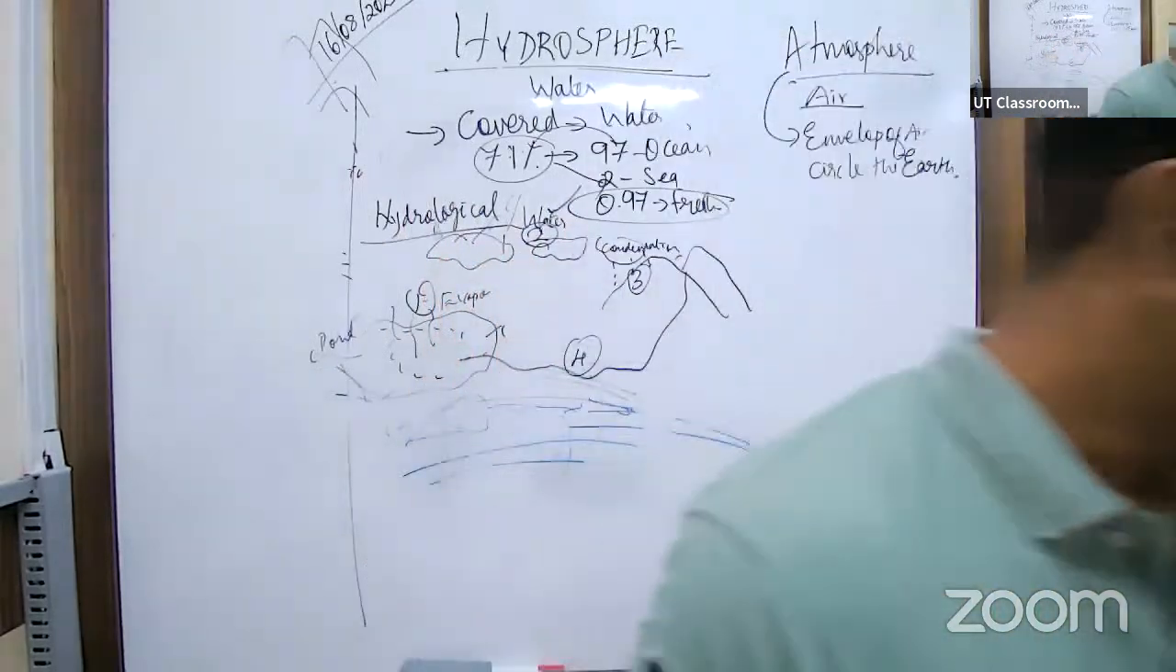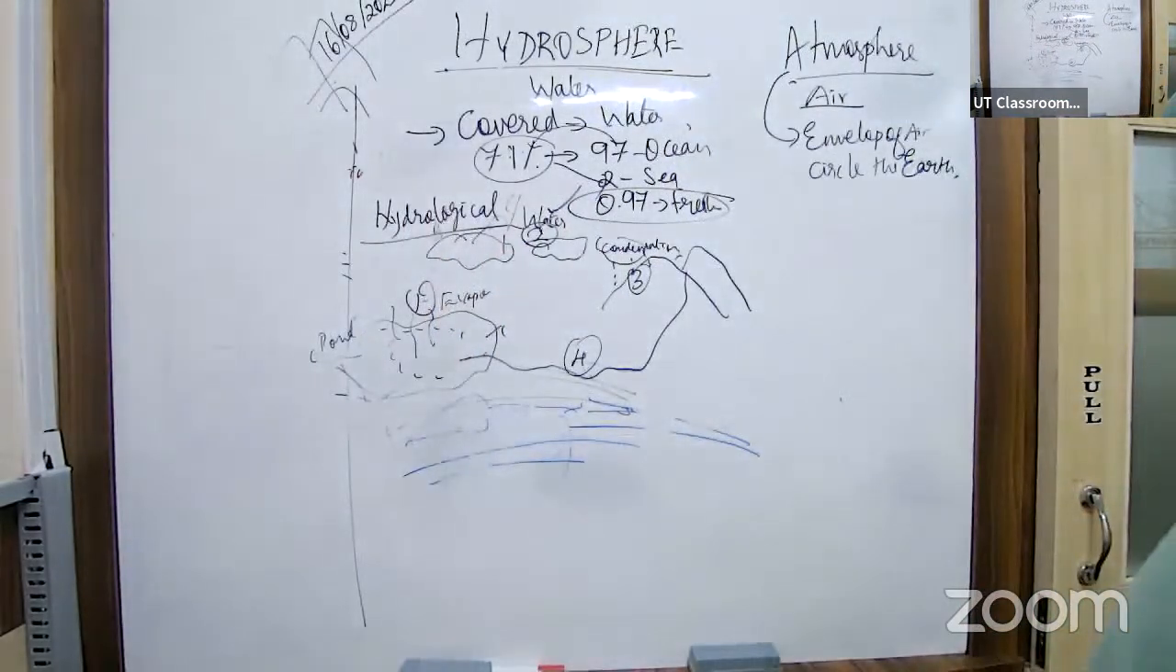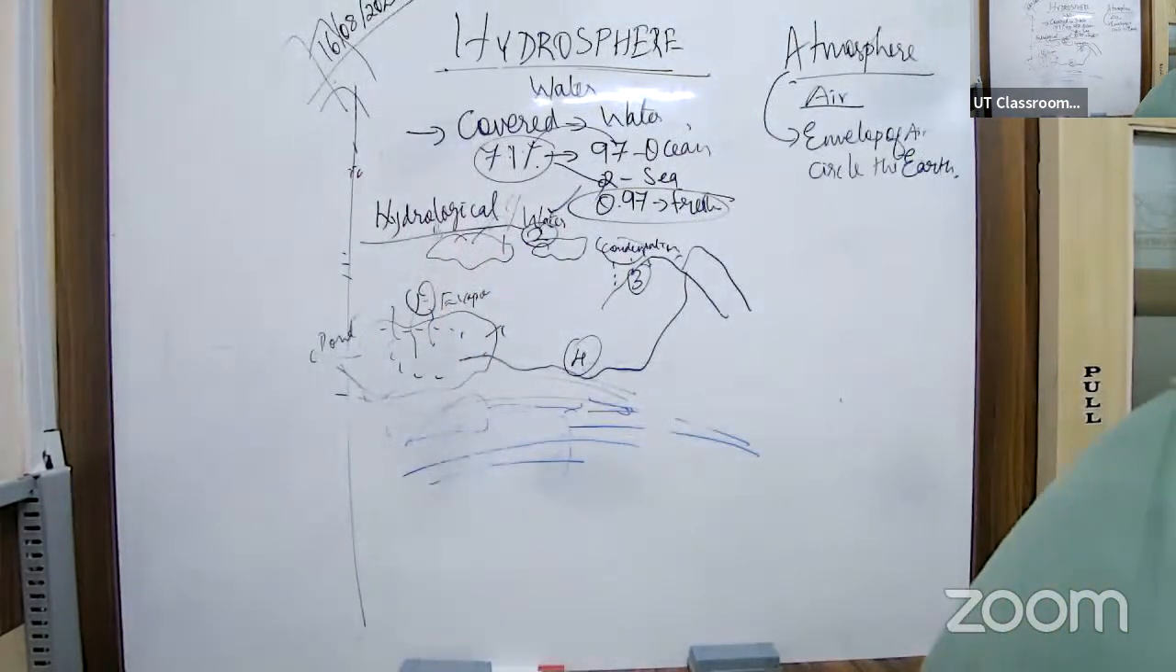Let's go to waves. Waves are an oscillatory movement. Come on, everyone, pronounce the word. What is oscillatory?